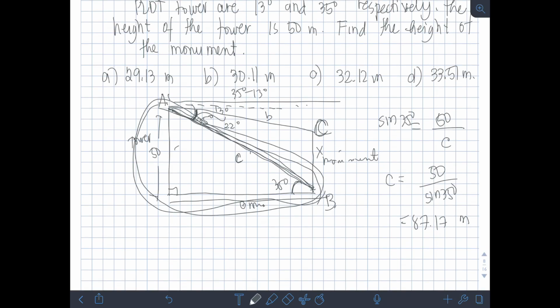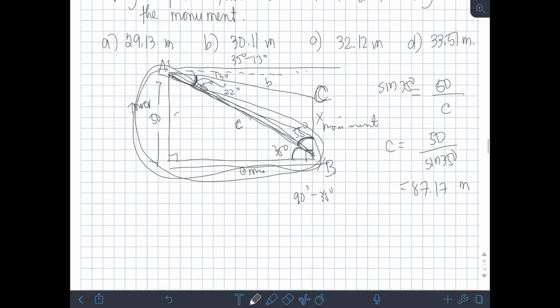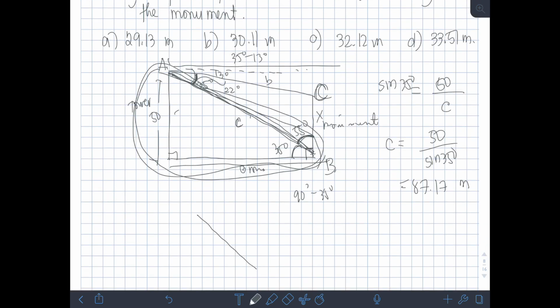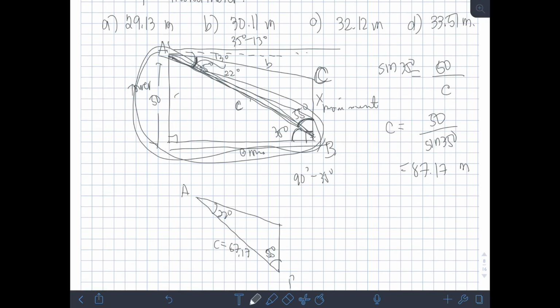So, ano pa yung pwede nating mahanap? So, etong angle na to, pwede nating mahanap to, diba? This is 90 degree. So, 90 minus 35 is equal to 55 degree. So, redraw ko lang itong triangle ABC, ah. So far, ito na yung itsura niya. So, meron tayong 55 degree dito, meron tayong 22 degree dito, meron na tayong length C, which is yung nakuha nating 87.17. So, ito yung A, ito si B, ito si C.